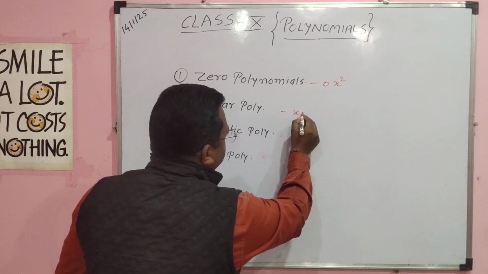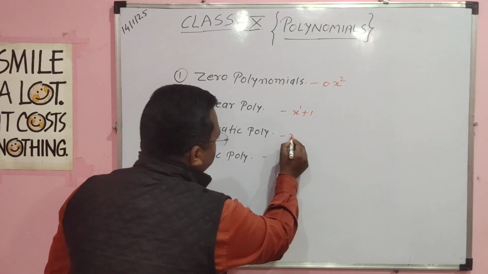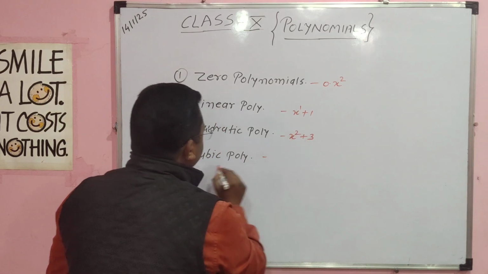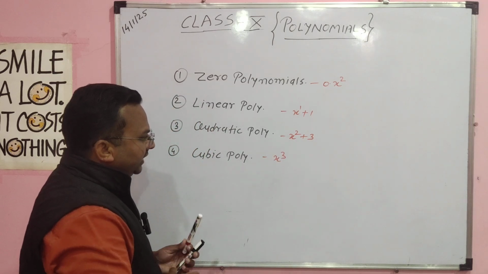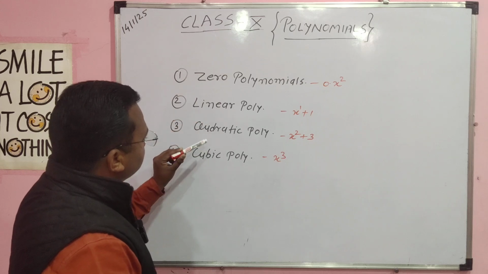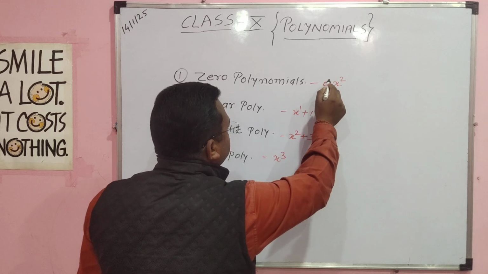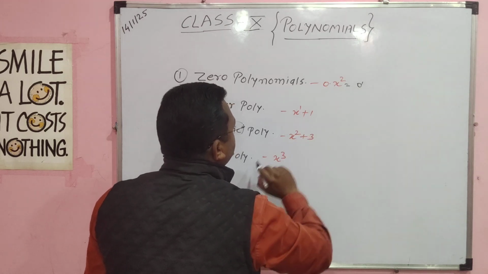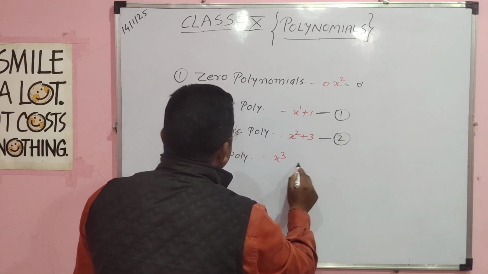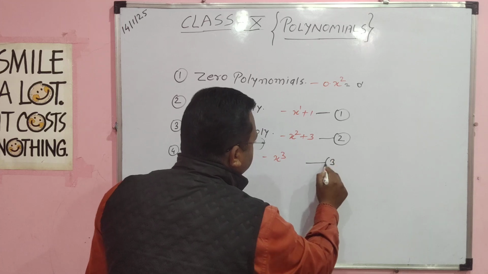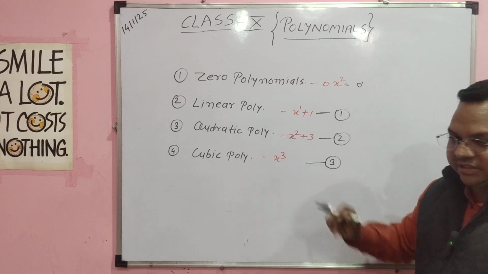Second is linear polynomial. Linear polynomial means x to the power 1 generally, and quadratic polynomial means x to the power 2, and cubic polynomial means x to the power 3. So how to find what is the zero polynomial, linear polynomial, quadratic polynomial and cubic polynomial? With the help of power: here x to the power 0, linear polynomial power 1, quadratic polynomial power is 2, and cubic polynomial x to the power is 3. Clear?